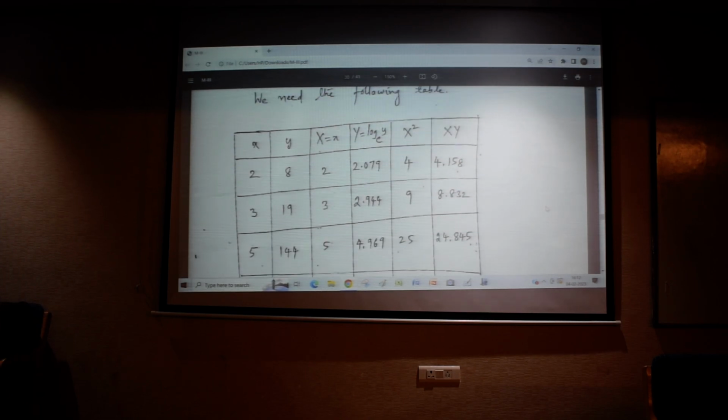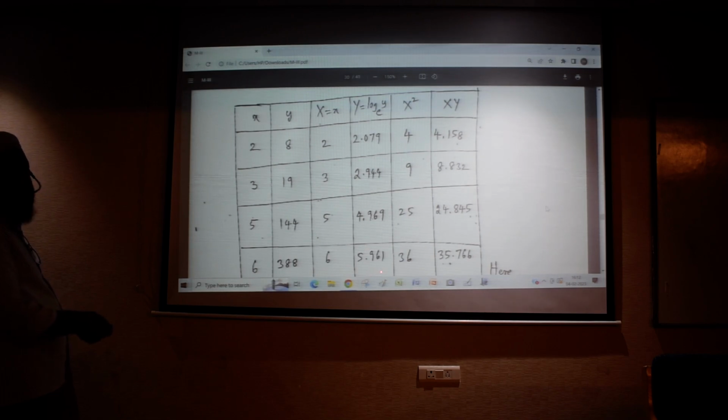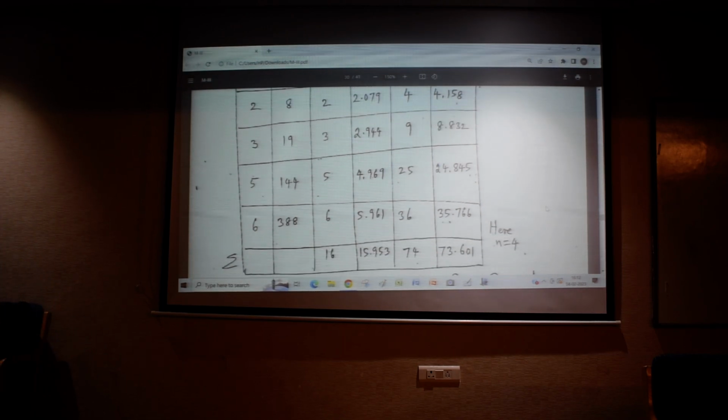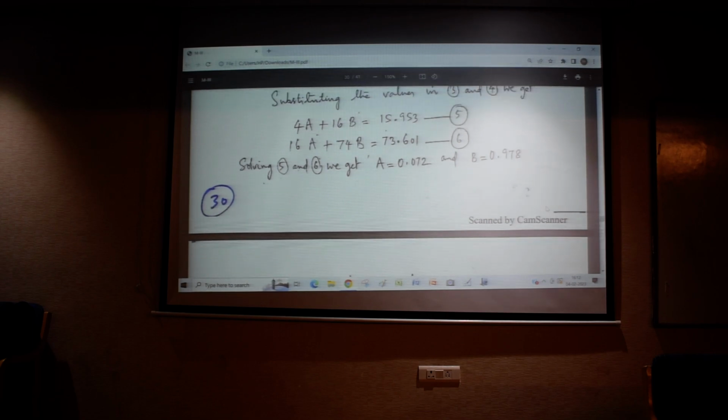Now we need a table. Be careful, note it here. We are calculating the logarithm under base e. Then these are the values: X square, xy. Here n is how much? 4. Here n is 4. Shall I skip saying that the capital A and capital B equations will become like this? Solving this one, A is 0.972 and B is 0.978.